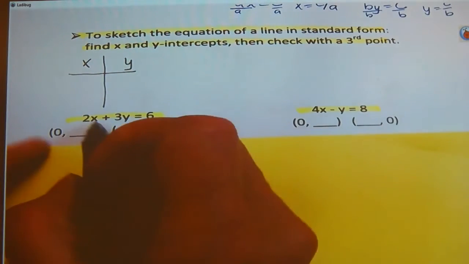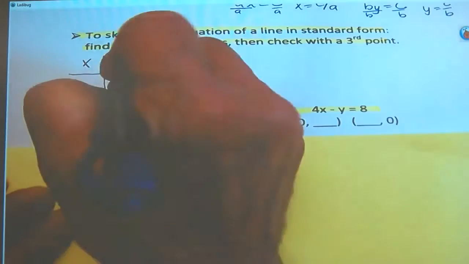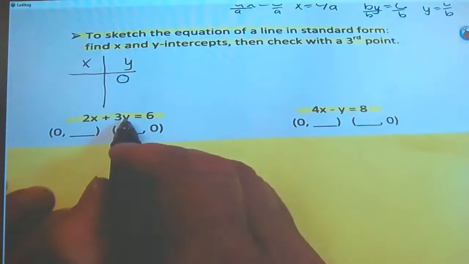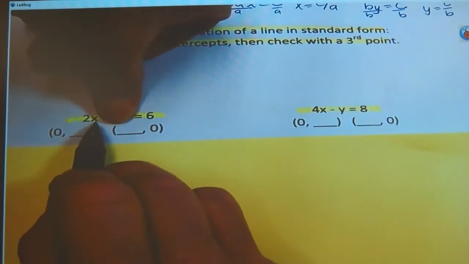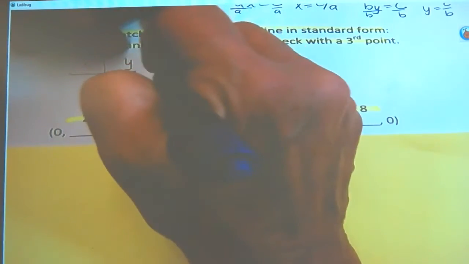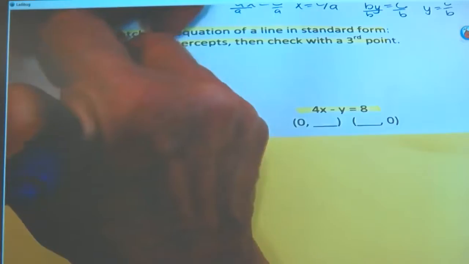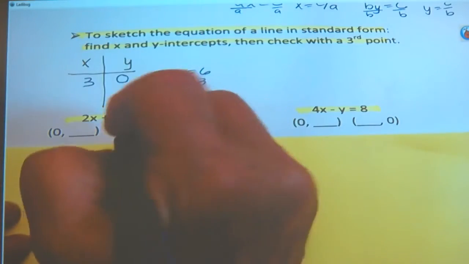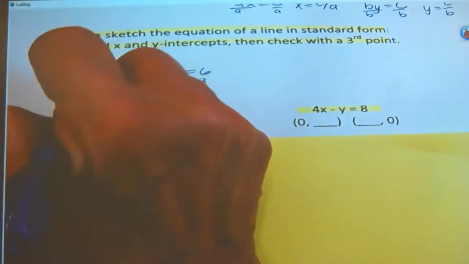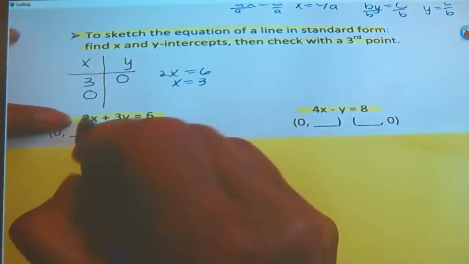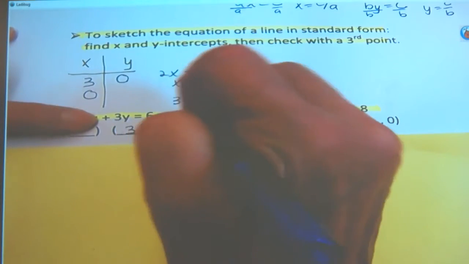Okay? So the x-intercept would be where y is 0. If I put 0 here, 3 times 0 is 0, I have 2x equals 6, so x equals 3. So if y equals 0, x equals 3. And now let's do the other way. If x equals 0, that means this would be 0. I would be left with 3y equals 6, or y equals 2.